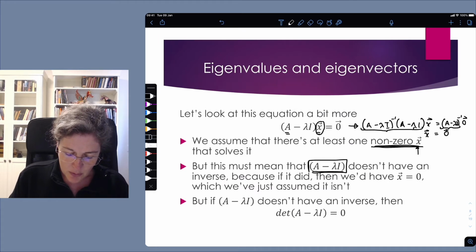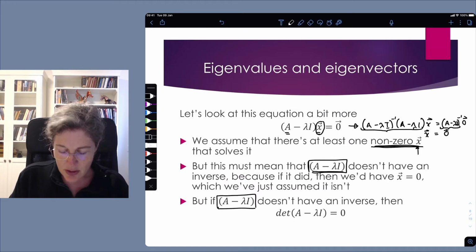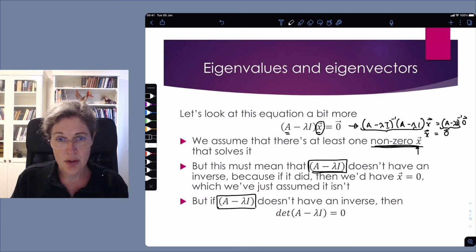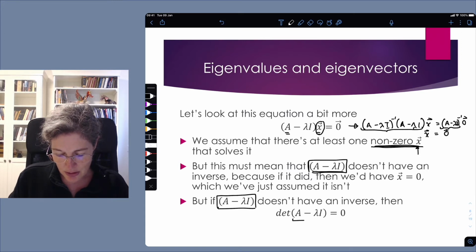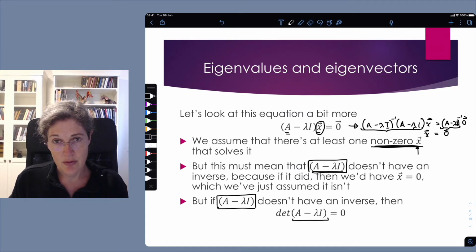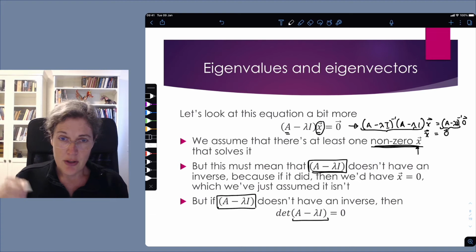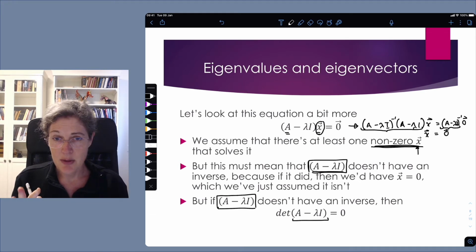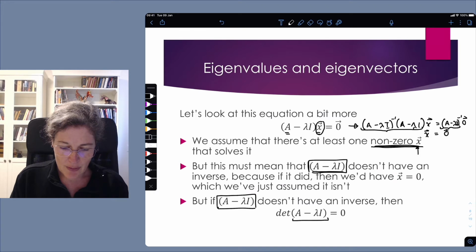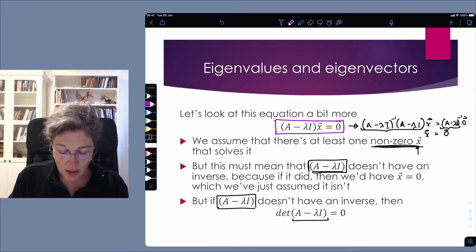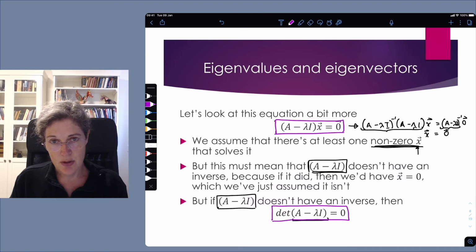Okay, but what do we know about matrices that don't have an inverse? Well, we've done some work with determinants, and we know that if something doesn't have an inverse, then the determinant of that matrix is 0. And this turns out to be really useful. So there's a bit of logic going on here. Read through it a couple of times, but the net thing that we want to take out of this is that, looking at this equation, we can conclude that the determinant of the matrix A minus lambda I must be equal to 0.